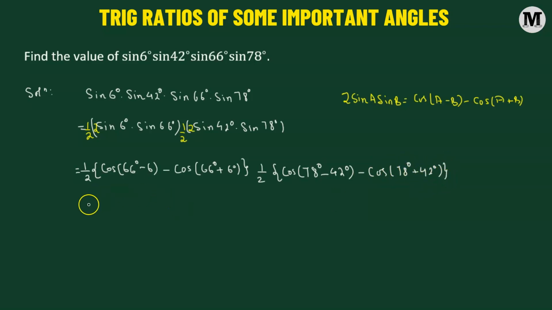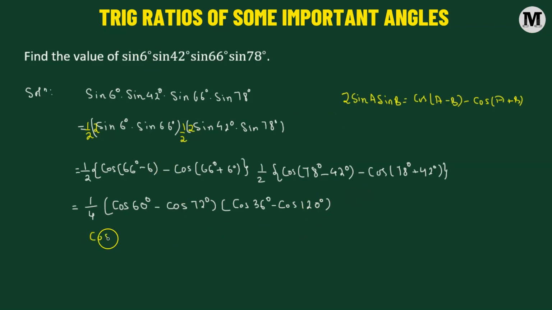Okay. Now let's multiply this half with this half to get 1/4. Now we have cosine of 66 minus 6, that will be 60 degrees, minus cosine of 66 plus 6, that will be 72 degrees, multiplied by cosine of 78 minus 42, that's 36 degrees, minus cosine of 78 plus 42, which will be 120 degrees. Now we have standard values for each of the cosine functions, so let's note them down.